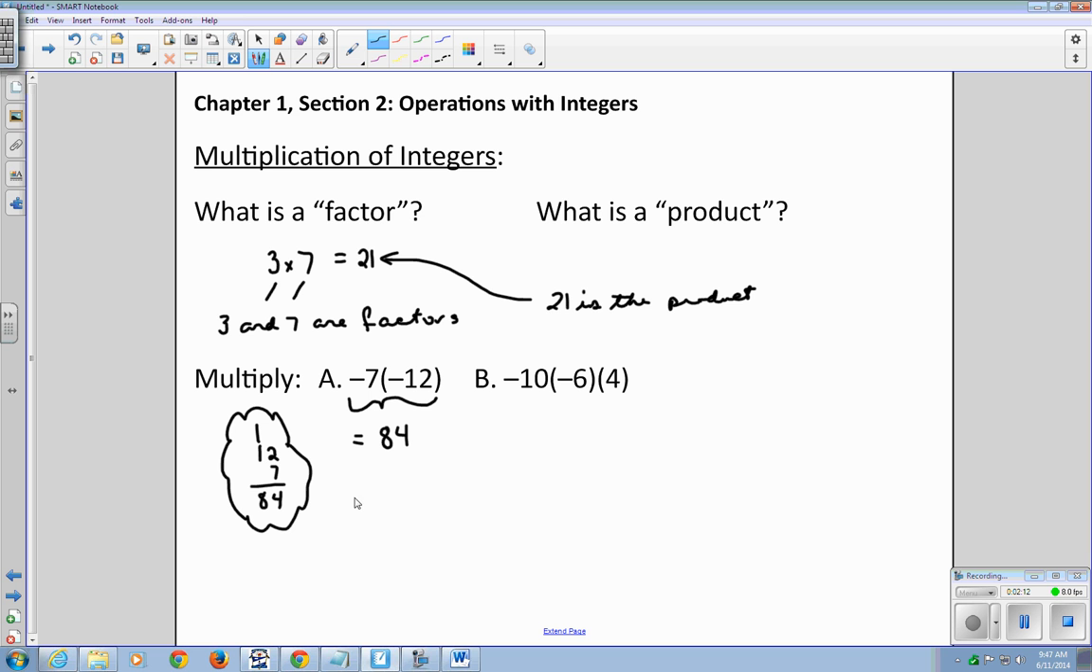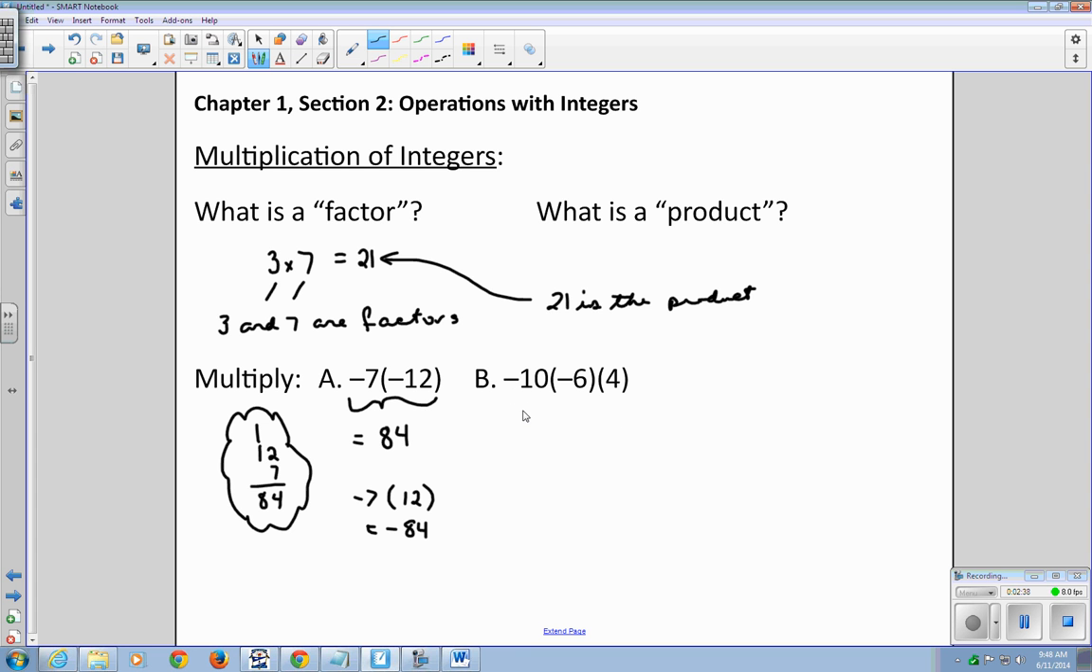Now, what would happen if it was negative 7 times positive 12? Well, the answer in that case is going to be negative 84 because the two numbers have opposite signs. So our rule for multiplication of integers is if you multiply two numbers together with the same sign, you get positive. If you multiply two numbers together with opposite signs, you get negative.